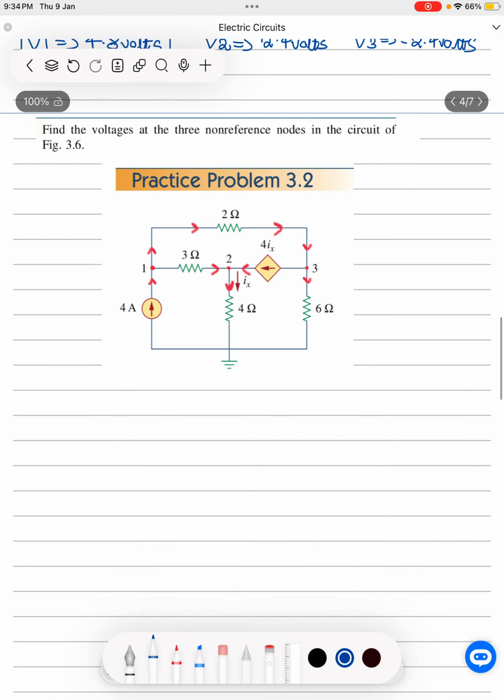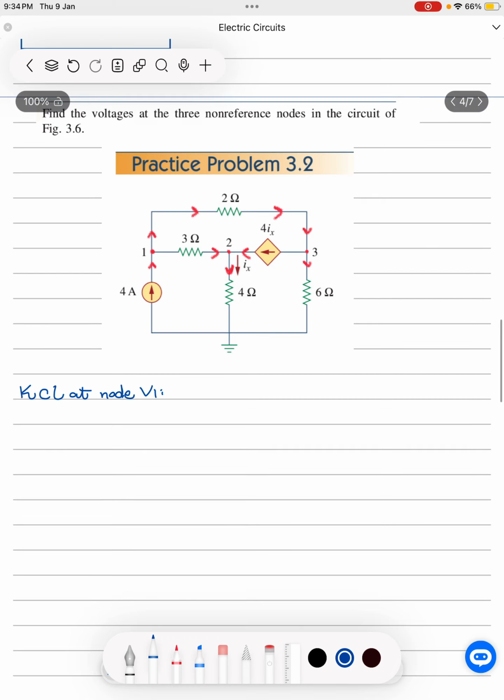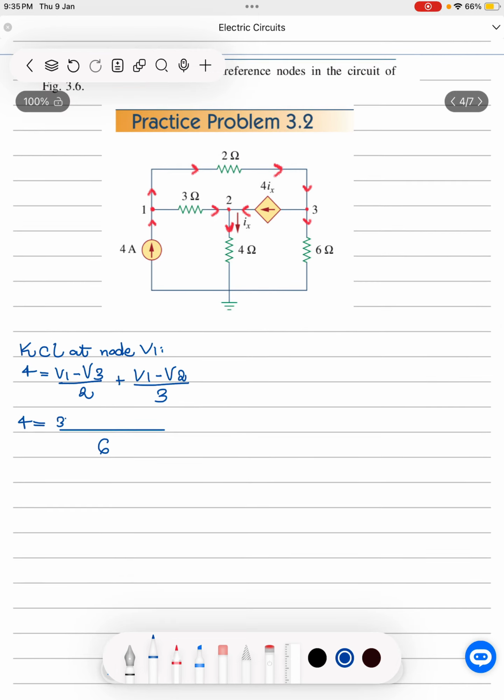Okay, let us write KCL at node V1. The current entering node V1 is 4 amperes, and the current leaving node V1 is (V1 minus V3) by 2 plus (V1 minus V2) by 3. Alright, so this would be 6. Let us simplify this equation. 2 times 3 is 6, so this would be 3V1 minus 3V3 plus 2V1 minus 2V2. Hope that's clear.